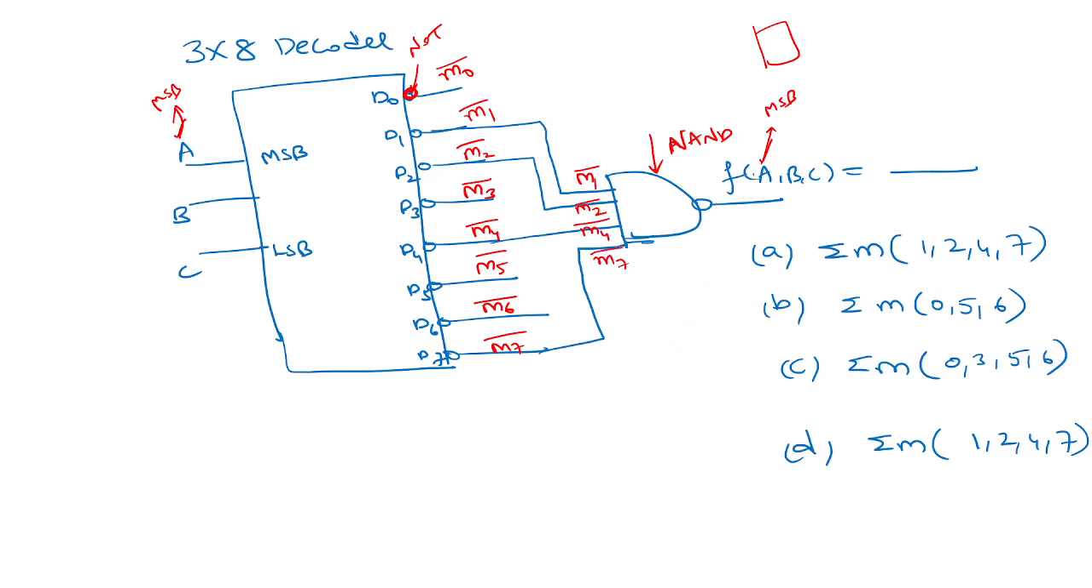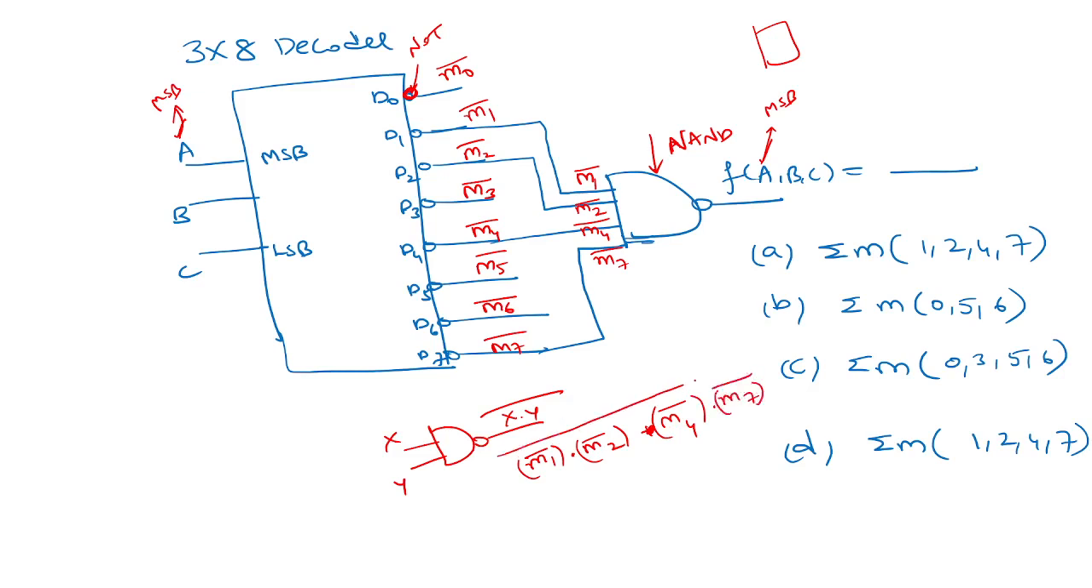Now what is the output? Like for an AND gate, suppose I have inputs X and Y, you have X dot Y whole complement, correct? Similarly, you have 4. So M1 complement, M2 complement, M4 complement, M7 complement, whole complement. This is your F output, correct?